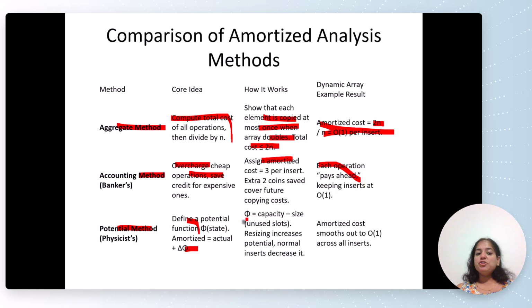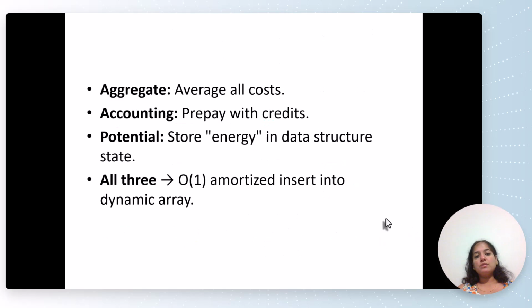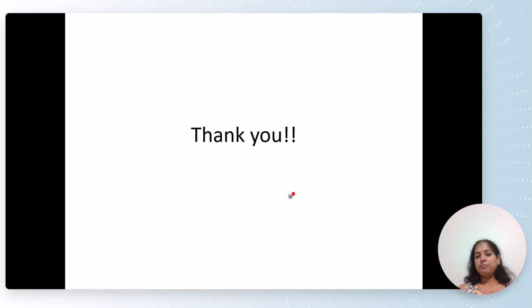And in the potential method, the physicist method, we define a function phi, which is capacity minus size. So it is for the unused slots. You are defining the potential for unused slots. So amortized cost smooths out to big O of 1 across all inserts. So aggregate averages all costs, accounting prepays with credits, and potential stores energy in the data structure state. By using all of these three methods, we get big O of 1 amortized insert into a dynamic array.